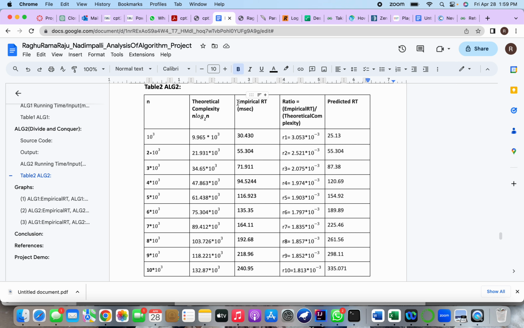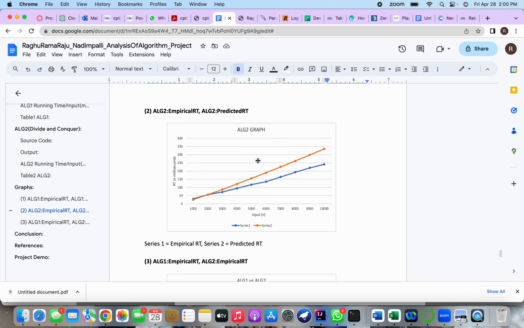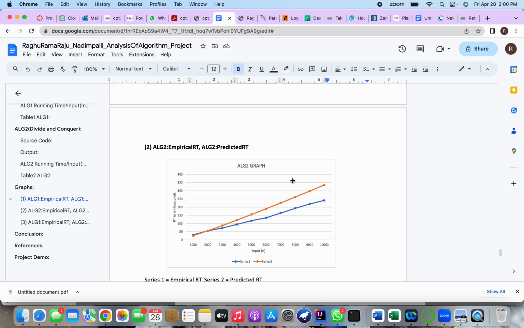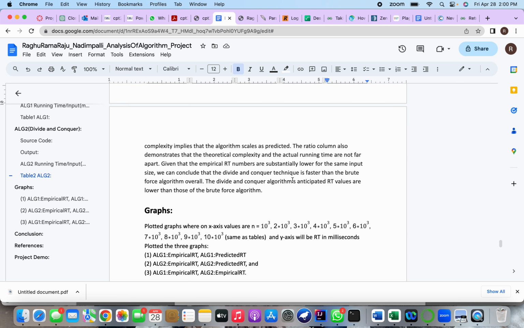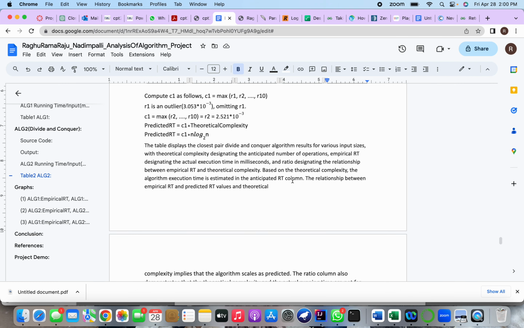So when I plot the graph for empirical RT and predicted RT for algorithm 2, this is how it looks. Of course my predicted RT is more, which is the orange line, and my empirical RT is less, which is my practical values. My practical running time is less when compared to predicted RT. That means my algorithm works good. So my code is running fine. So that's how I can come to a conclusion that it works fine.